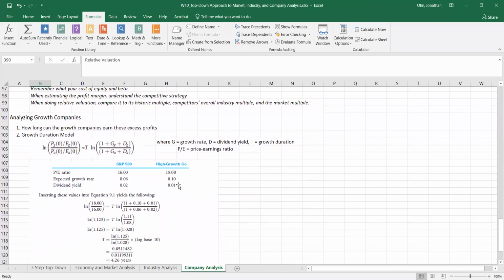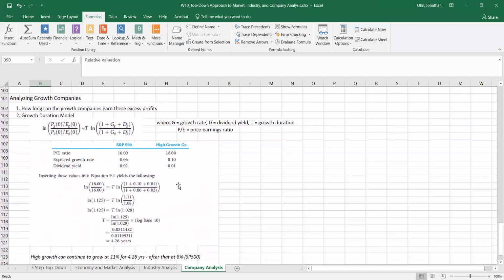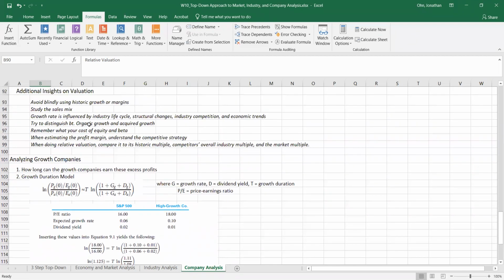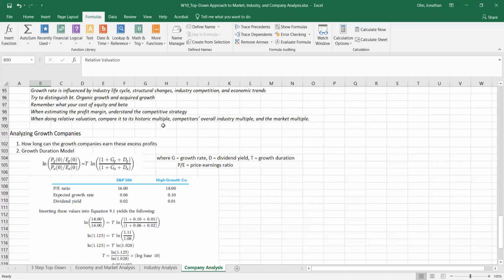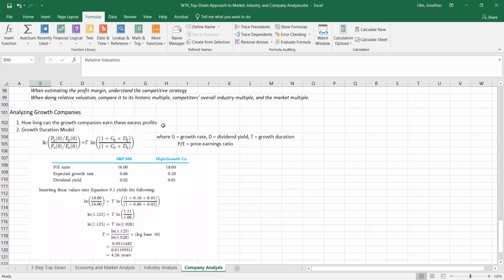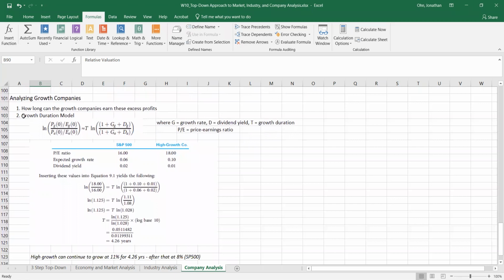Finally, if you have high growth companies, one important thing that I told you is whether it is organic growth or acquired growth. That could be one important discussion. But another discussion is how long will the growth continue? How long can the high growth continue? That's also an important input. That question can be answered by this growth duration model here. Okay, look at this one here.